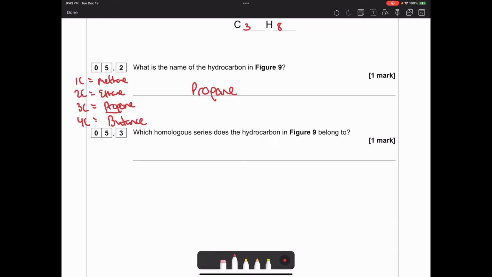What homologous series does the hydrocarbon in figure 9 belong to? Well, homologous series is just a fancy way of saying what family or what group do these hydrocarbons belong to, and it's the main one you've got to know in combined foundation, which are your alkanes.